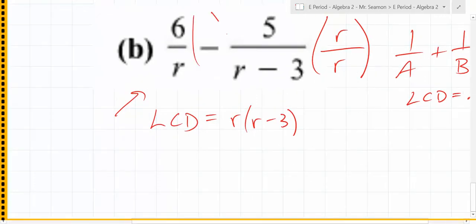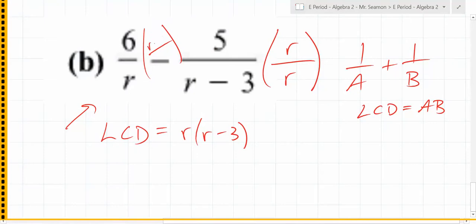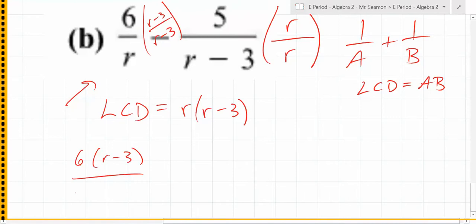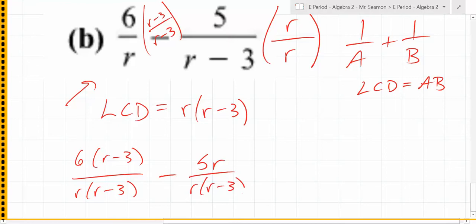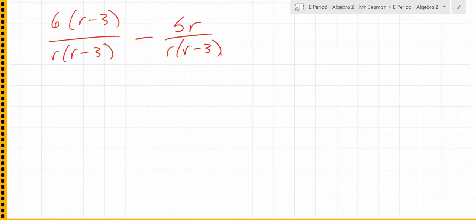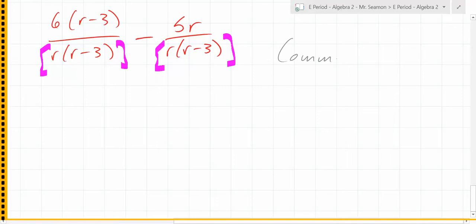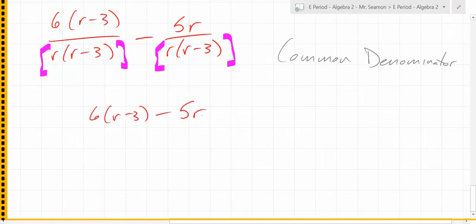What about this one right here? What do I multiply this one by? Whatever you multiply has to be the same on the top and bottom. So what do you end up with? 6 times r minus 3 over r times r minus 3 minus 5 times r over r times r minus 3. What do I now have in both of these fractions? Therefore, you have a common denominator. We didn't have to factor because there wasn't anything to factor, but now we built a common denominator. Now that we have a common denominator, what can we do? We can subtract. So what is this going to be? 6 times r minus 3 minus 5r all over what?